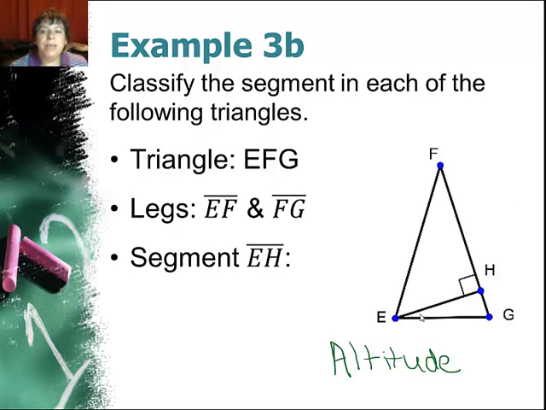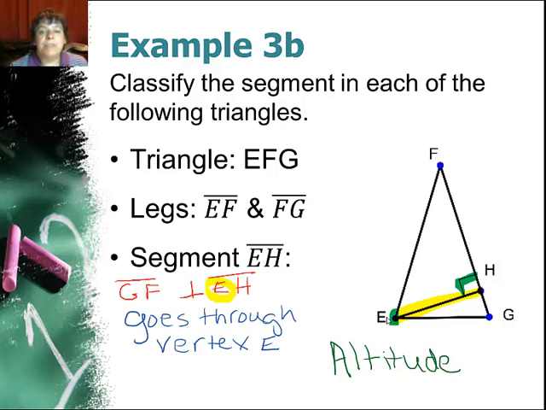In triangle EFG, you can already see I have the answer. It's an altitude. Why is it an altitude? Well, first of all, here's the segment I'm looking at, EH, and I see this 90-degree angle here and the vertex. So I know that if it's perpendicular and it goes through the vertex, and notice the vertex E there on that segment, then it is an altitude.